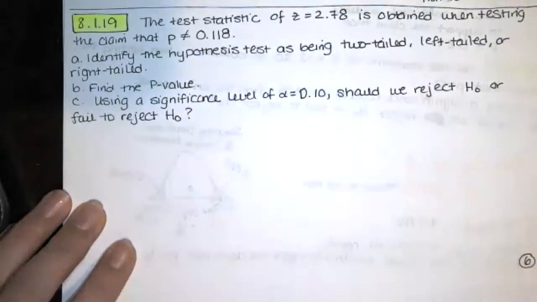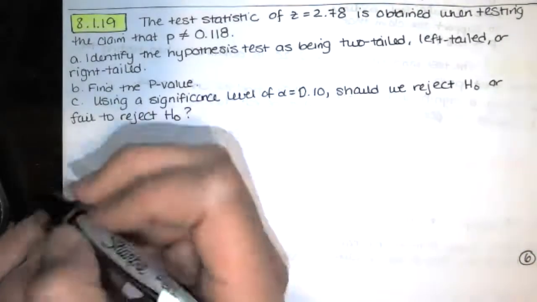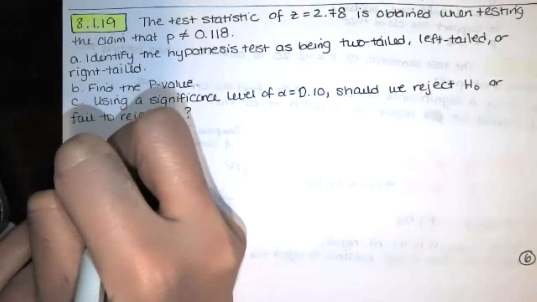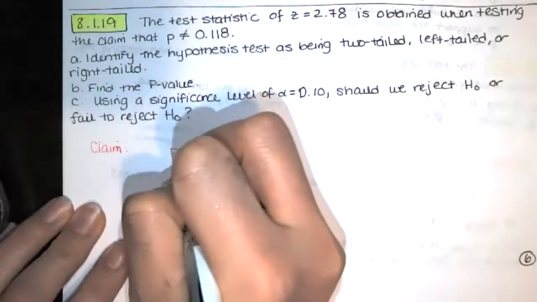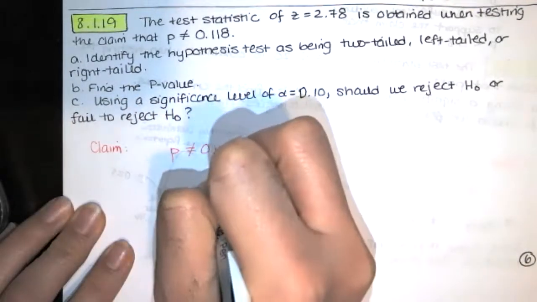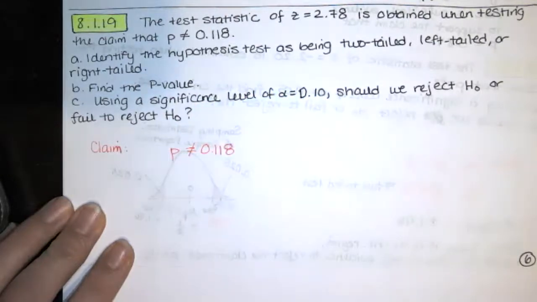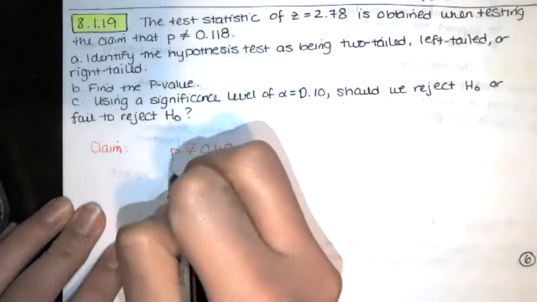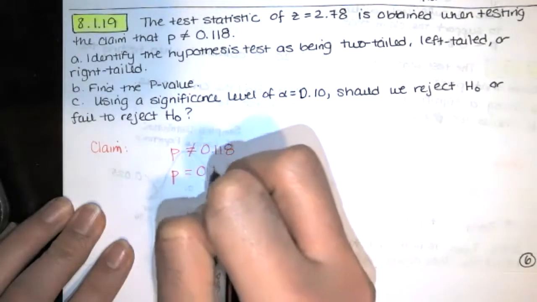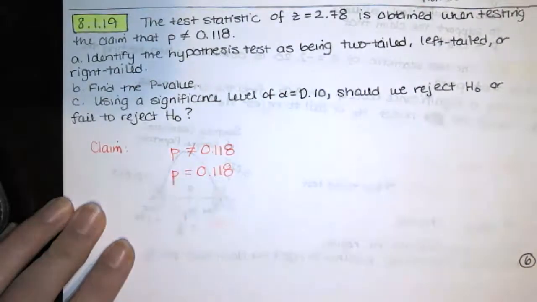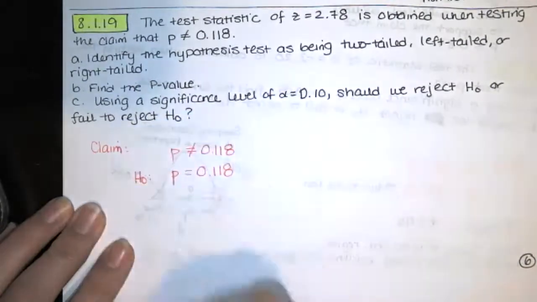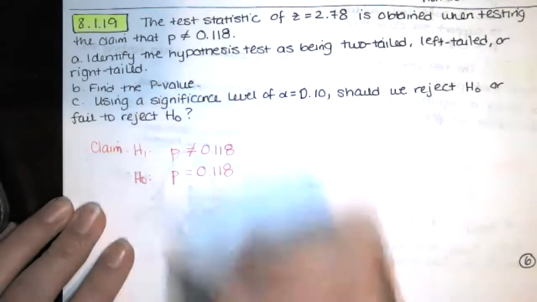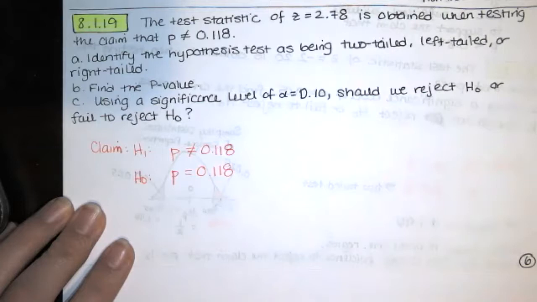First, we're asked to identify the hypothesis test as being two-tailed, left-tailed, or right-tailed. So I would start by stating the claim, which is that population proportion is not equal to 0.118. Since this does not contain the condition of equality, we will come up with a corresponding statement that does contain the condition of equality. The one with the equal sign is the null. The other one is the alternative hypothesis. So it looks like our claim is the alternative hypothesis this time.